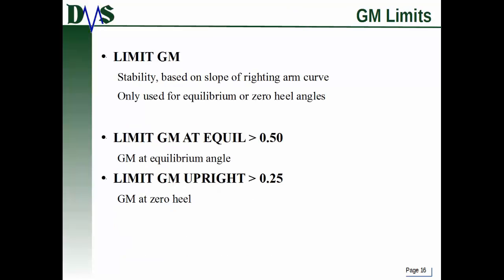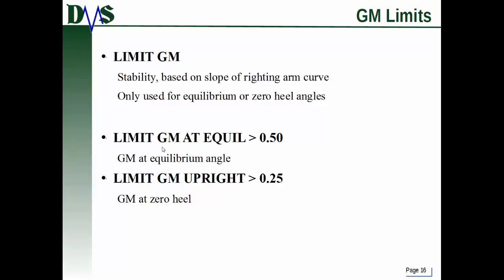Okay, hang with me, we're almost done. The GM limits are the next one, and that's going to be limit GM. And this is going to be stability based upon the slope of the righting arm curve. This is only used for equilibrium or for 0 heel angles. So there's only 2 locations you can do it at.